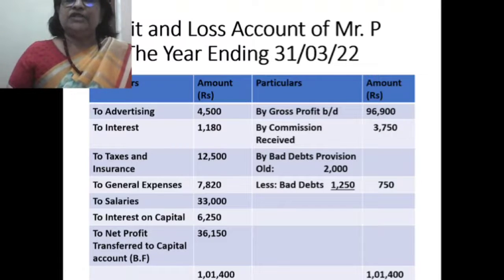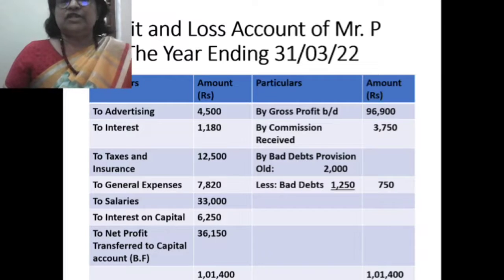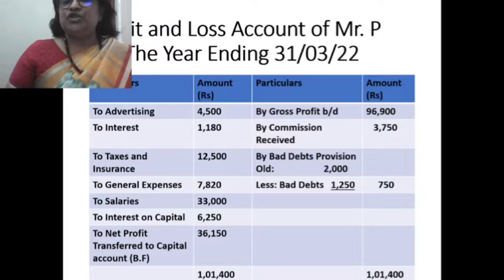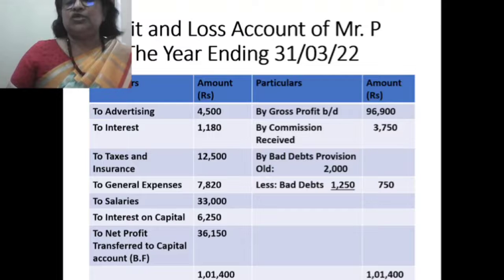Now you'll start the profit and loss account by transferring the gross profit to profit and loss account. So profit and loss account of Mr. P for the year ending 31/3/22. By gross profit brought down 96,900. By commission received 3,750. By bad debts provision, old provision is 2,000 less the bad debts 1,250. So the 750 more is there. So it's coming in the credit balance. See, some problems we have seen, bad debts provision, old will be there, new will be more than that. So you will debit to profit and loss account. Here it is less. So 750.